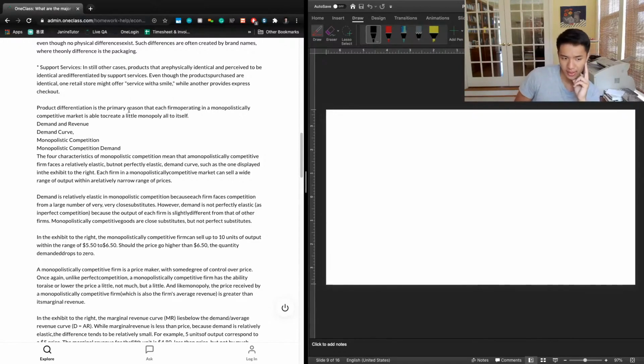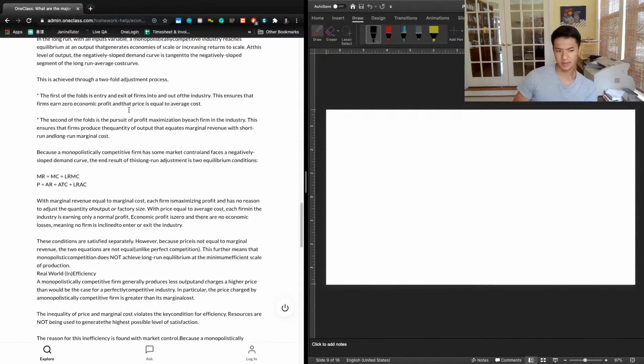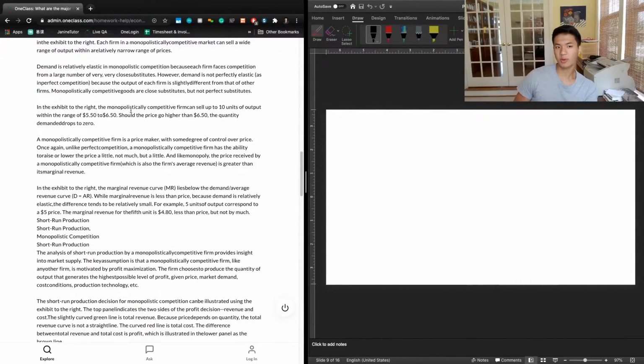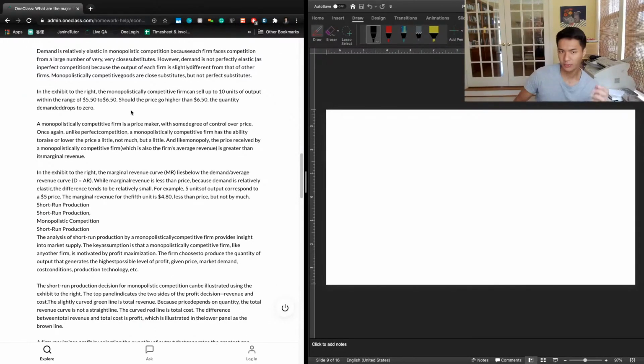Each firm in a monopolistically competitive market can sell a wide range of output within a relatively narrow range of prices. Demand is relatively elastic in monopolistic competition because each firm faces competition from a large number of very, very close substitutes. However, demand is not perfectly elastic as it is in perfect competition because the output of each firm is slightly different from that of other firms. Monopolistically competitive goods are close substitutes but not perfect substitutes.